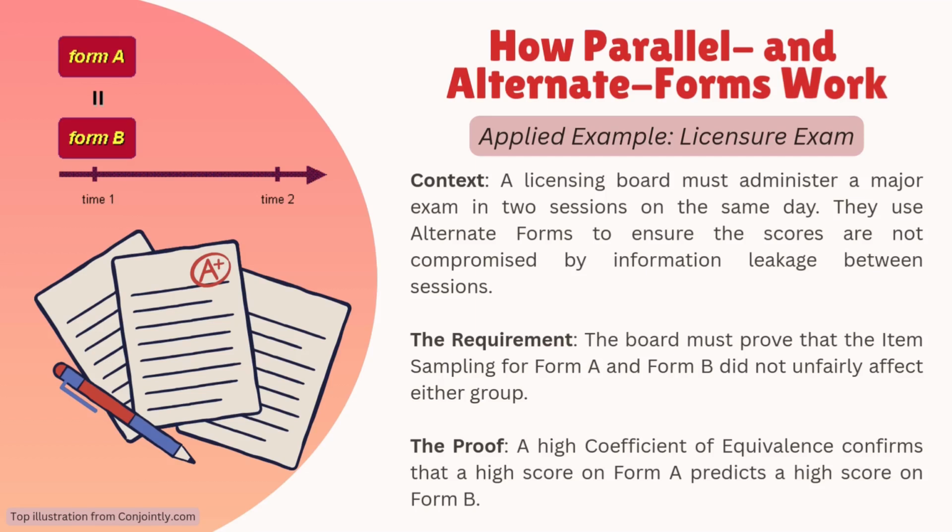So to ensure this method is valid, the board must prove that the specific items selected for Form A versus Form B did not unfairly advantage or disadvantage any group. So they do this by demonstrating a high coefficient of equivalence before the examination. If the correlation is high, it means someone who scored high on Form A would also score high on Form B, since the two tests are functionally identical.